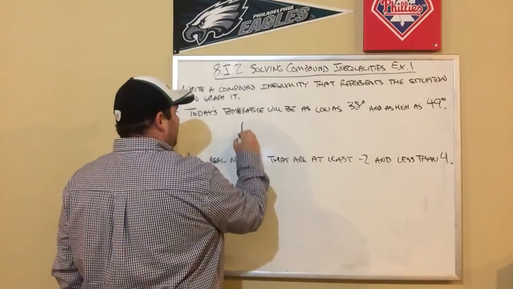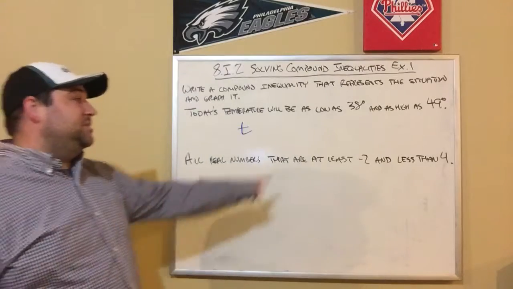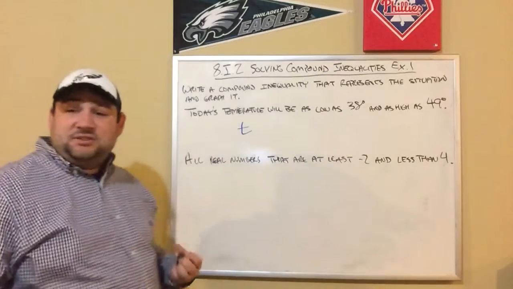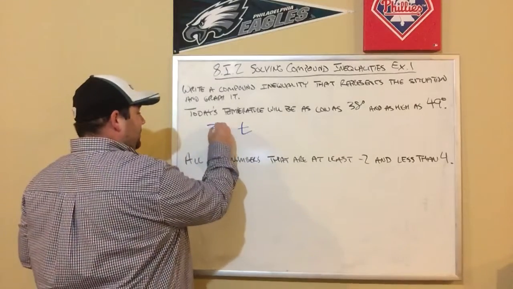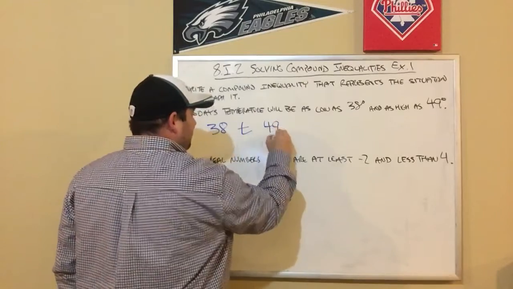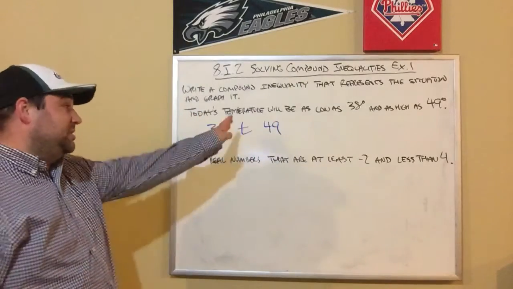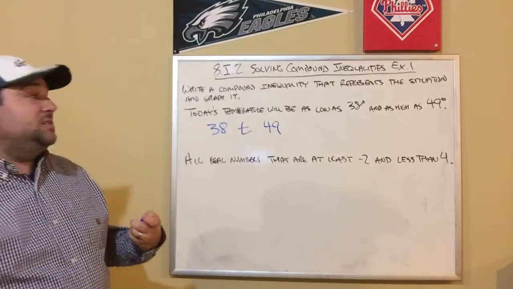So the temperature can be as low as 38. So 38 is as low as it can be, so 38 is going to go on one side. And it can be as high as 49 degrees. That's on the other. You always want the smaller number on the left, larger number on the right. And then we have to determine our signs.